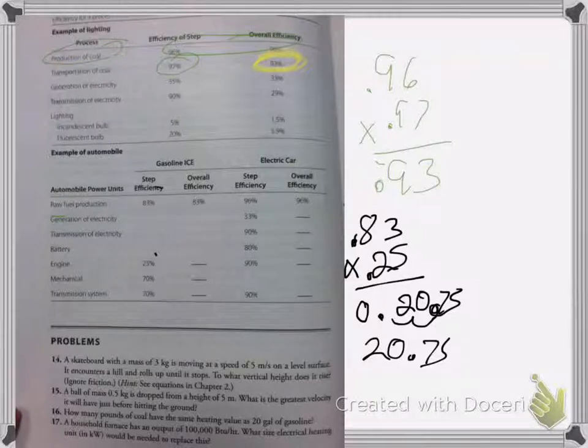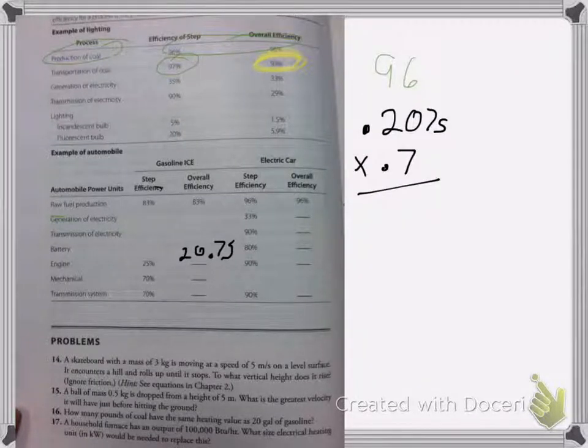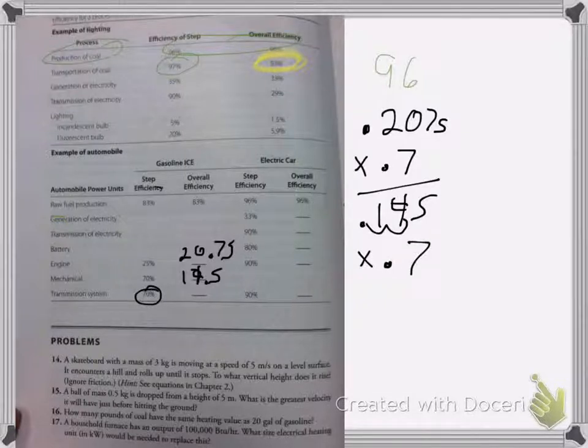So 20.75 times my 0.7. When I do that, I get 0.145. I can move my decimal over since it's going to be a percentage, and so I get 14.5. Next step is going to be taking my 14.5 and timesing that by the 70% that's here, so 0.7.